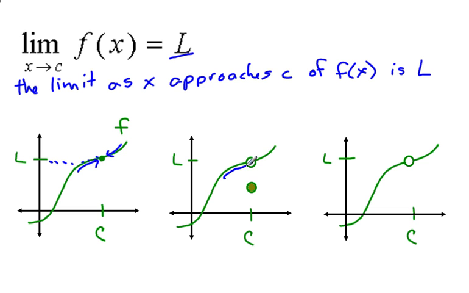Same thing happens here. As x approaches c from both sides, even though there's a dot down here, the number that it's approaching is L. And lastly, even though there's no value here, we actually have a limit because on both sides we are approaching the number L.